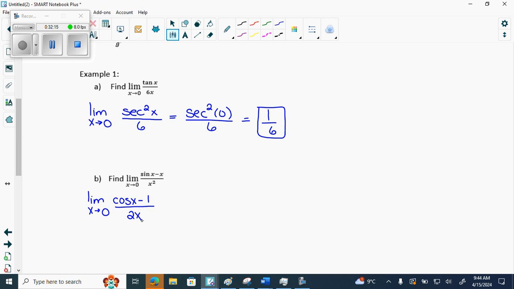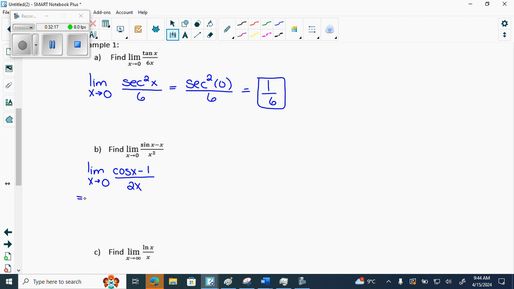So I have to do it again because currently I have a problem. Now I get the limit as x goes to 0. What's the derivative of cos x? Negative sine x. What about minus 1? What about 2x? 2. Now am I good to plug in? Yeah. So now I'm going to get negative sine of 0 over 2. What is sine at 0? 0. 0 over 2 is? 0. We're done.